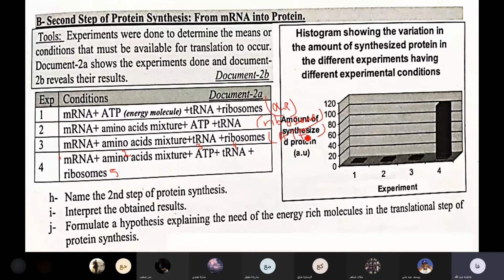Very good. The first thing the question asks: name the second step of protein synthesis. What do we call the second step of protein synthesis? It's called translation. Good. Translation.